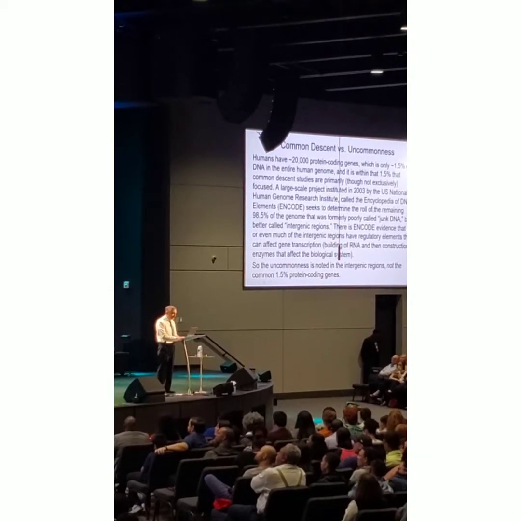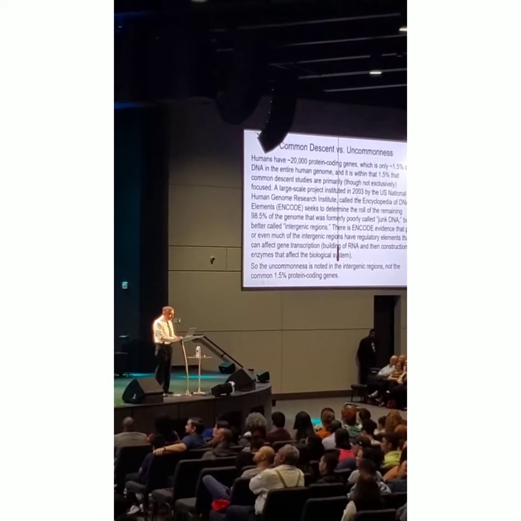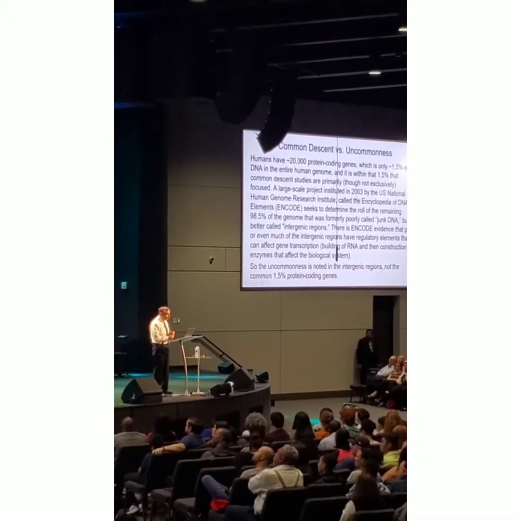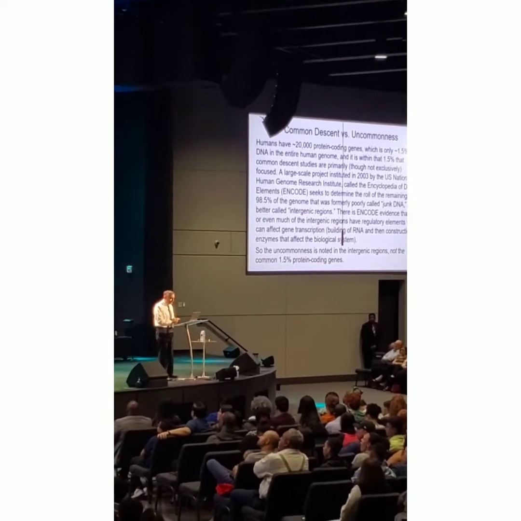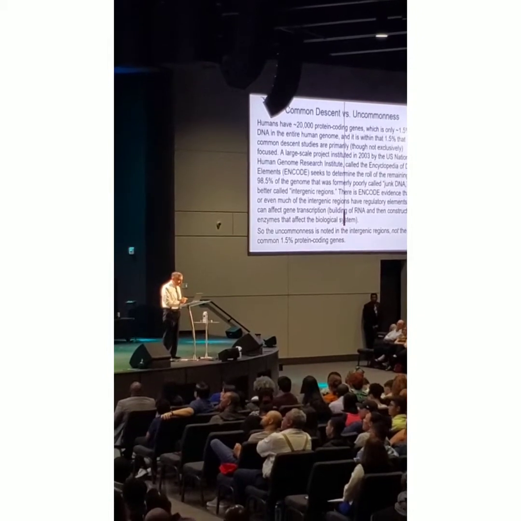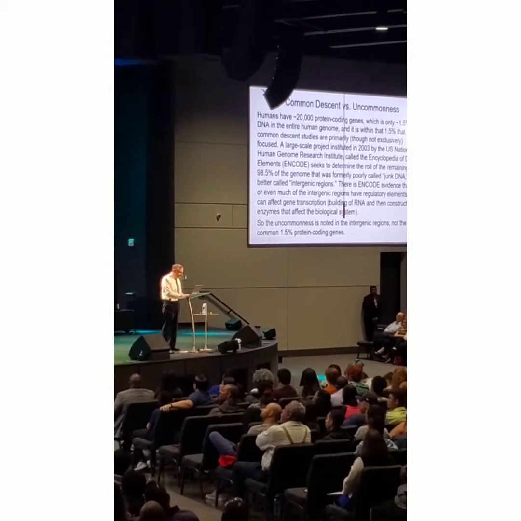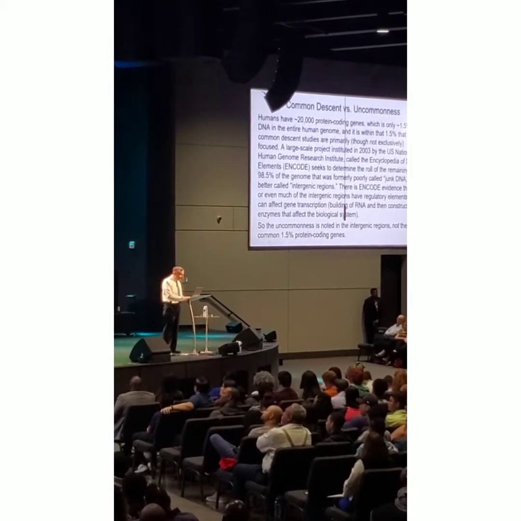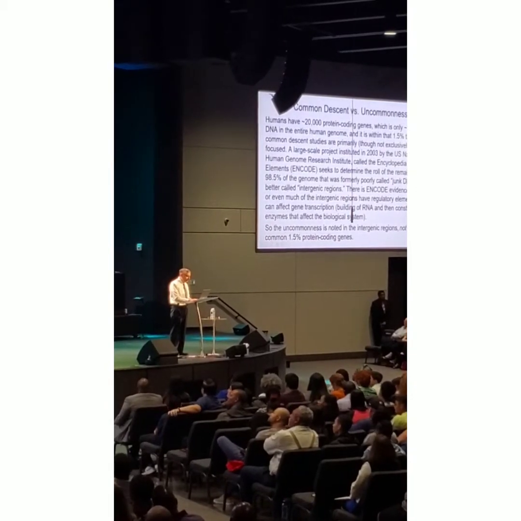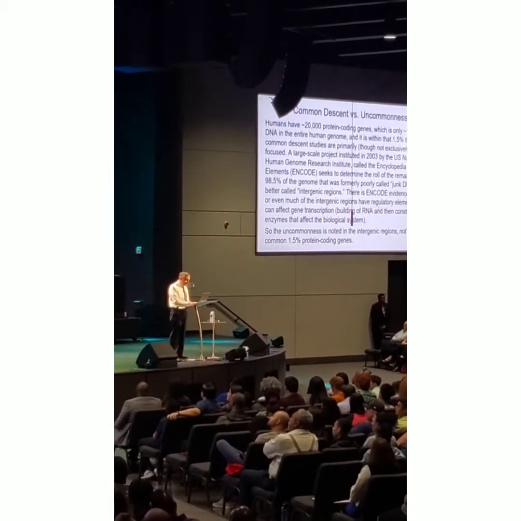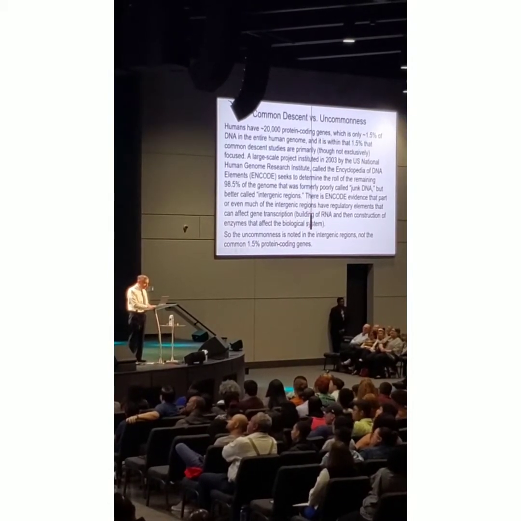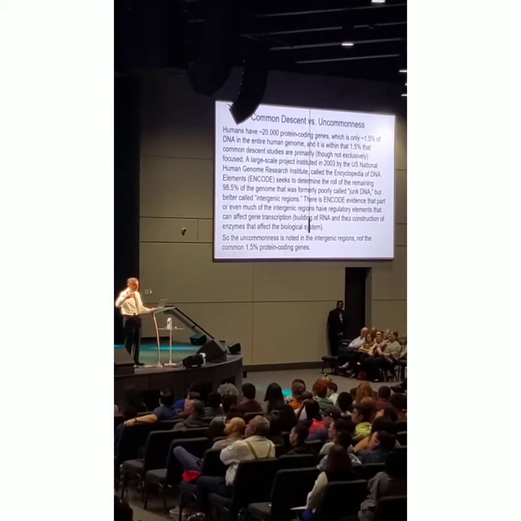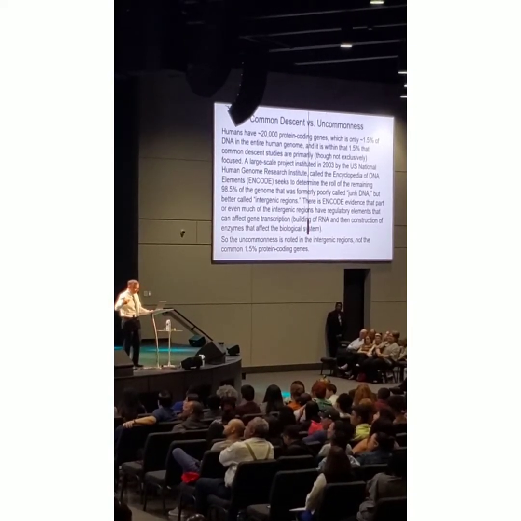Well, now we're learning that that's not junk DNA, because in 2003, the U.S. National Genome Research Institute, as part of a governmental project called the Encyclopedia of DNA Elements, or Project ENCODE, wanted to know what's going on with the other 98.5% of the DNA. What they're finding is much evidence that these intergenic regions have regulatory elements that can affect gene transcription, the building of us.